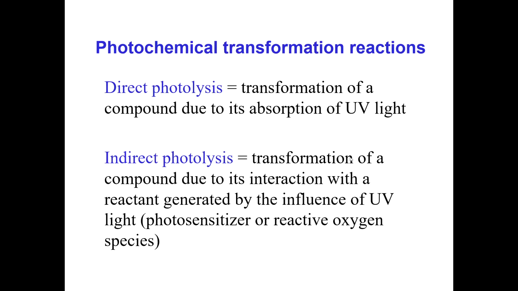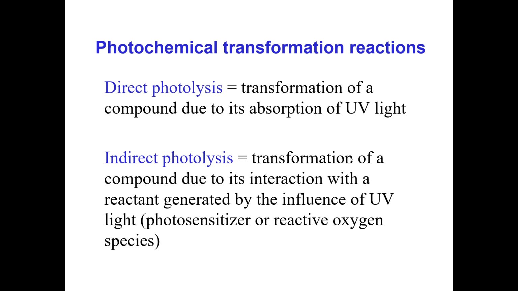So we're going to talk about two types of photolysis. One is direct photolysis, where the chemical itself absorbs sunlight and goes on to react. And the other is indirect photolysis. This is where the sunlight interacts with other chemicals, not your chemical, and causes reactive species to form that then go on to react with your chemical.